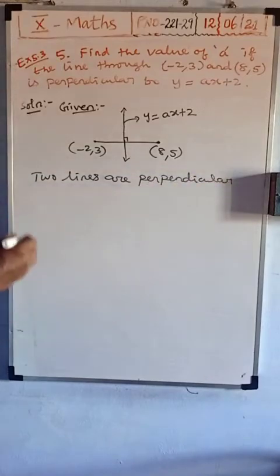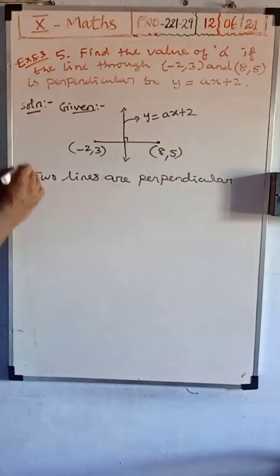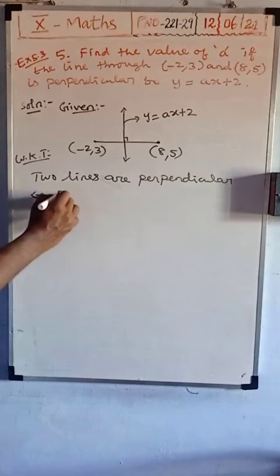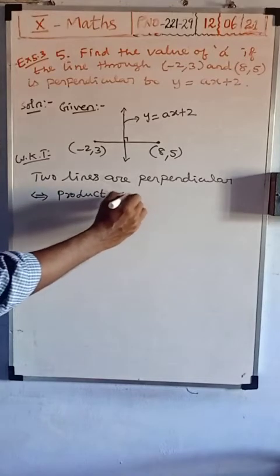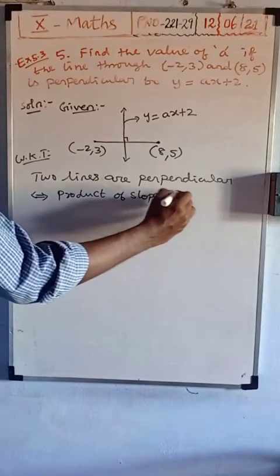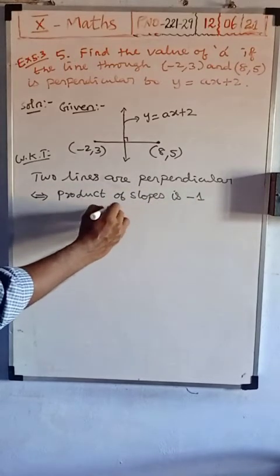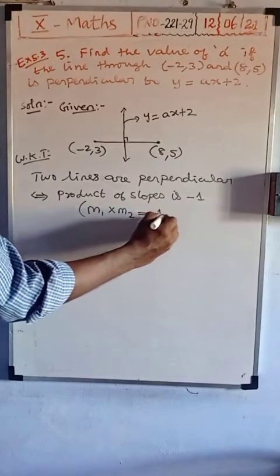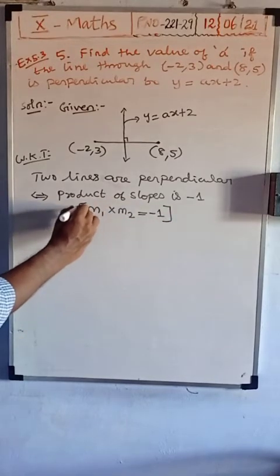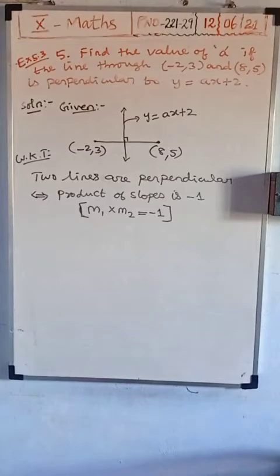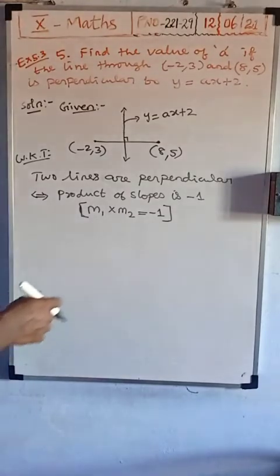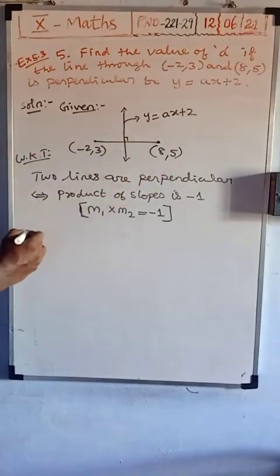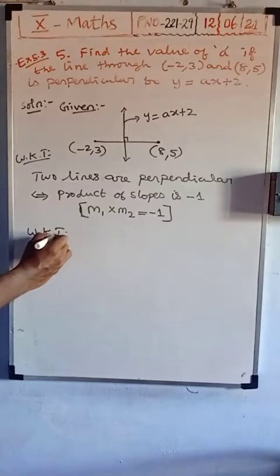Two lines are perpendicular. What does that mean? This implies we know that two lines are perpendicular if and only if the product of slopes is minus 1. That is m1 into m2 is equal to minus 1. Yes, the product of slopes m1 into m2 is equal to minus 1. Okay, so the product of slopes is minus 1. So now using these 2 points, we want to find the slope.